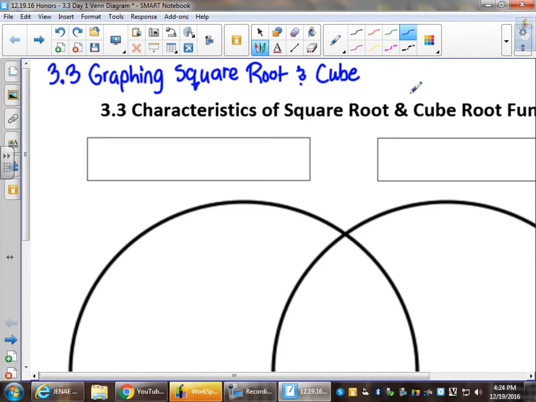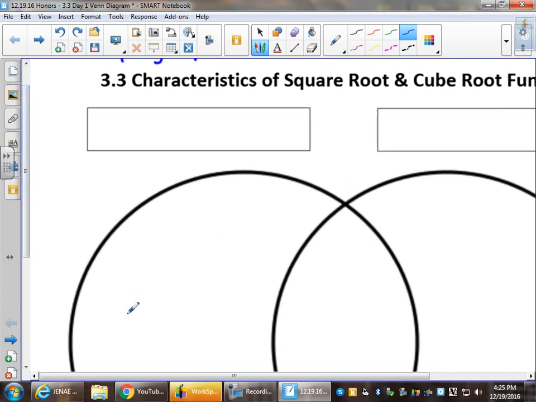with this Venn diagram. But if you want to get your board notes ready in your notebooks, you can add this title on a new page, 3.3 graphing square root and cube root functions. And to start off this conversation, we're really going to focus on the characteristics of each type of function. So the entire left side of the Venn diagram is going to be dedicated to the square root function.